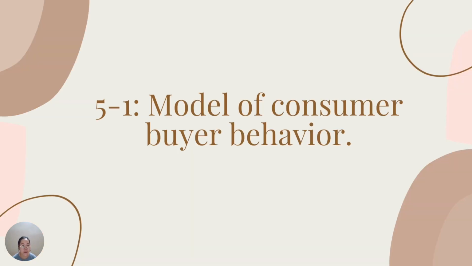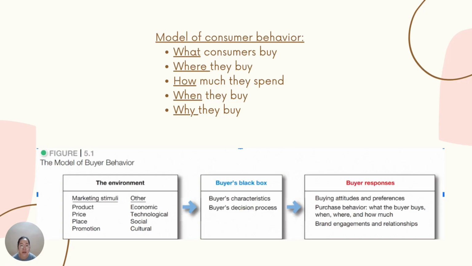In the first part, model of consumer buyer behavior, it refers to buying behavior for the final consumer. They are the people that buy goods and services for their personal consumption, and combined they create a consumer market. It's quite easy to research the customer about what they buy, where they buy them, and how much they spend on that product.